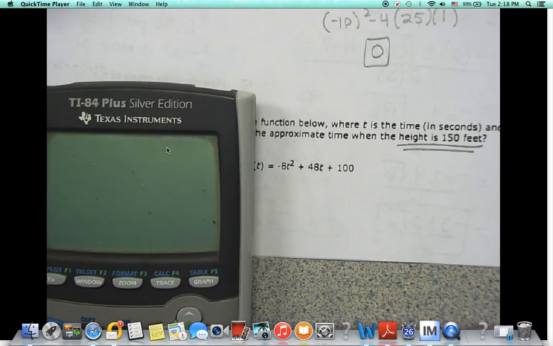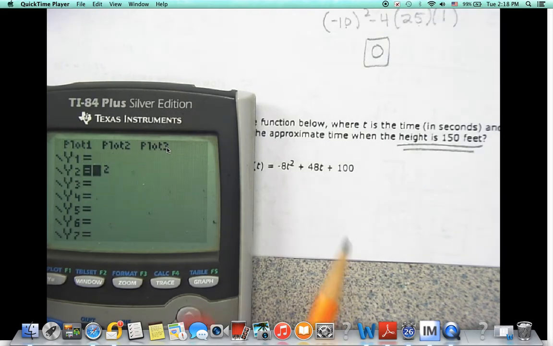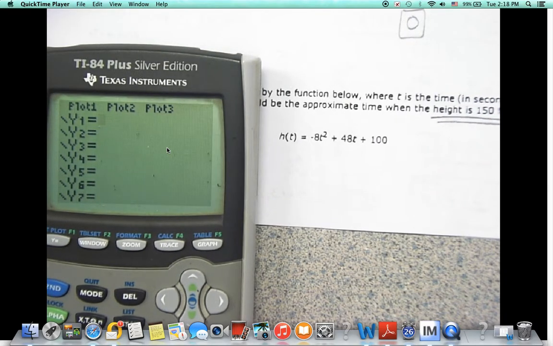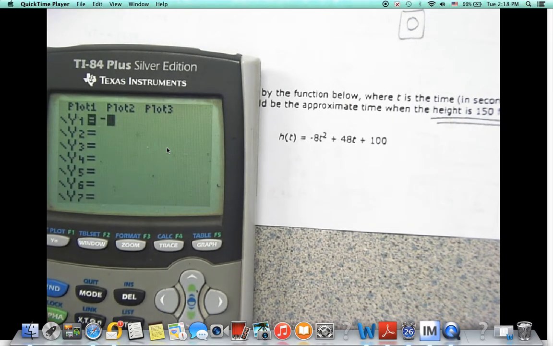So what do we do first? Plug it into y equals. Okay, everybody plug it in. Negative 8x squared. What's the matter? Nothing, I got it.